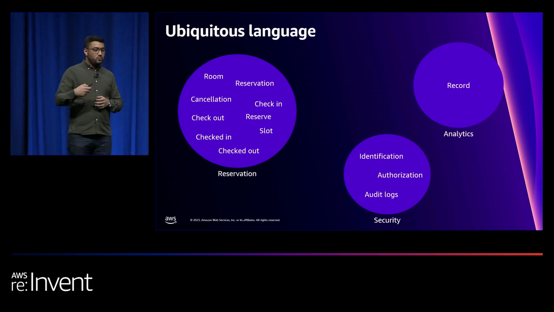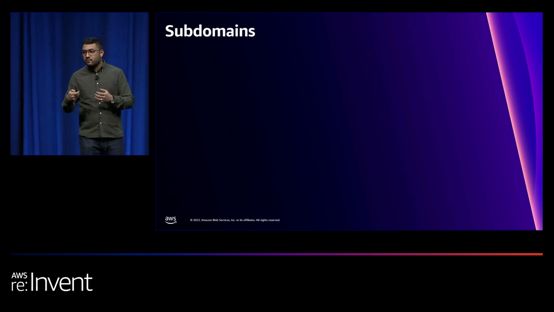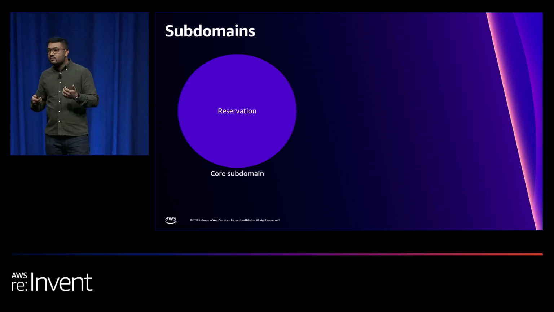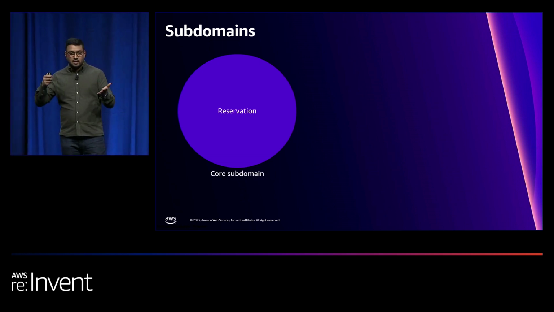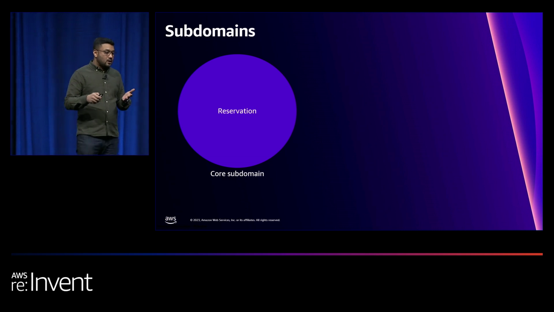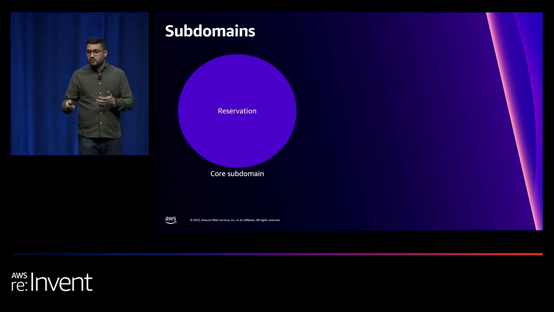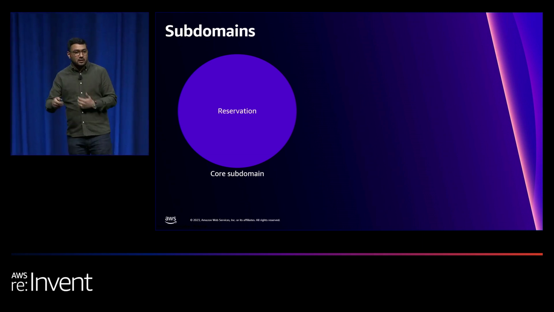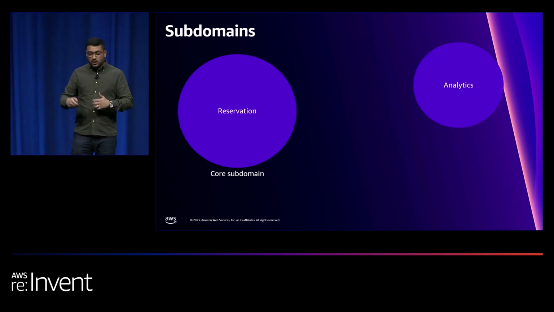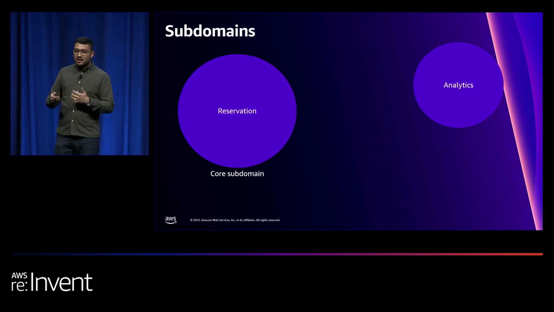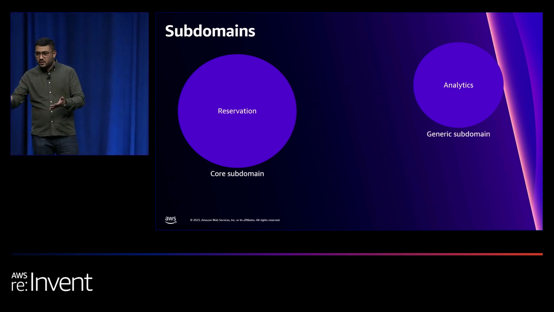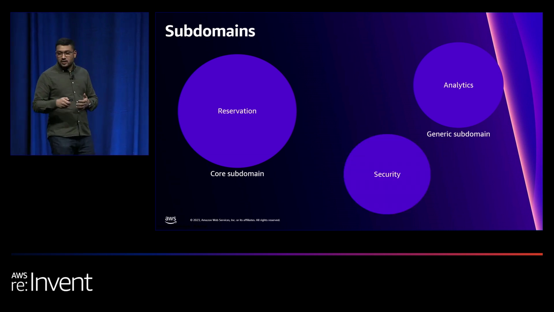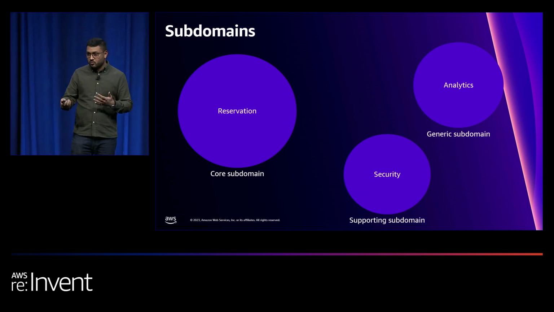I'm going to take this ubiquitous language next and define what my subdomains are. In this case, you will see the reservation is giving me the competitive advantage here. So I'm going to say that the reservation domain is going to be my core subdomain. So I need to build this in my own company, in-house. There is going to be an analytics thing. Everybody does it, right? Everybody has it. So this is a generic subdomain in our use case. And then there is security, which is a supporting subdomain.